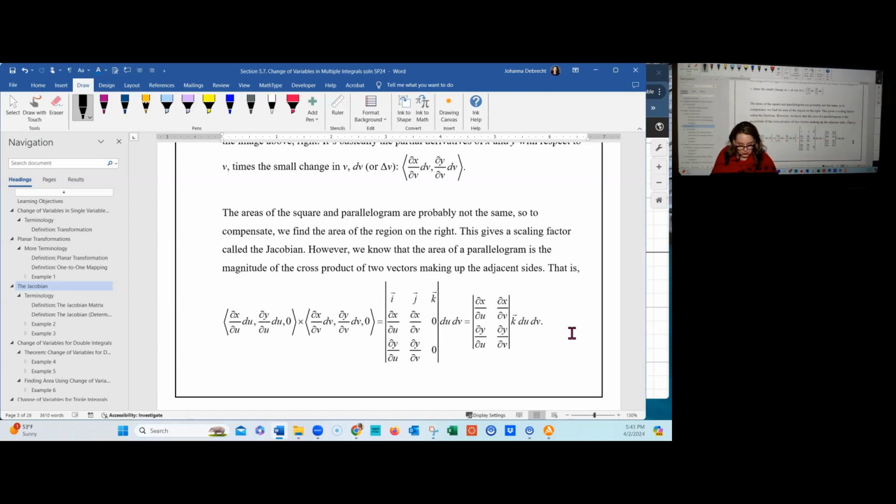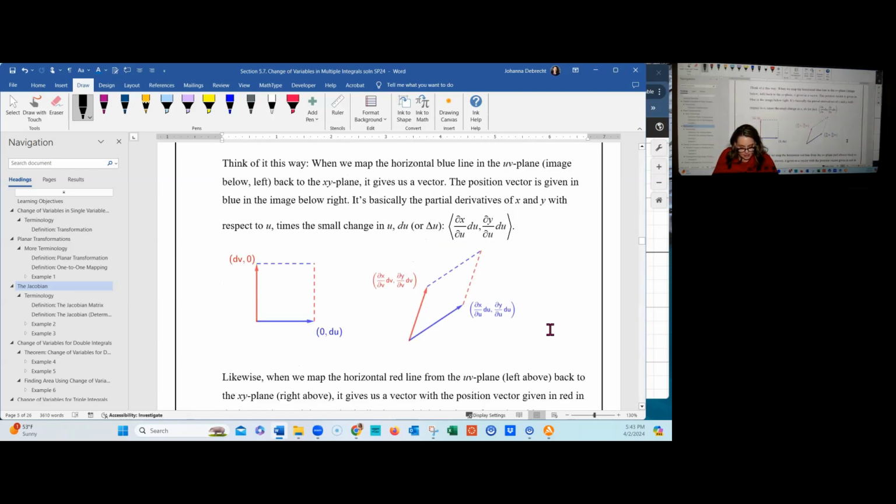So let's take another look at another way of thinking about this. Think of it this way. We're going to take a square or a rectangle on the left and convert it into a parallelogram on the right. So when we map this horizontal blue line on the left into this blue vector on the right, it becomes the partial derivative with respect to u multiplied by the scaling factor du, right? So our partial derivative, this partial of x with respect to u, comma, partial of y with respect to u, becomes a scaling factor multiplied by du. Over here, it is just du. But over here, it becomes this.